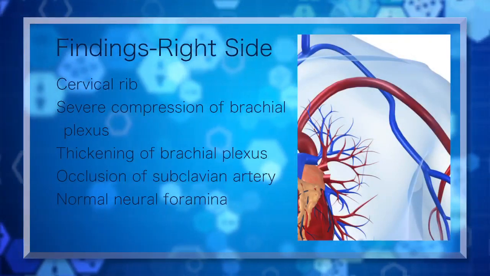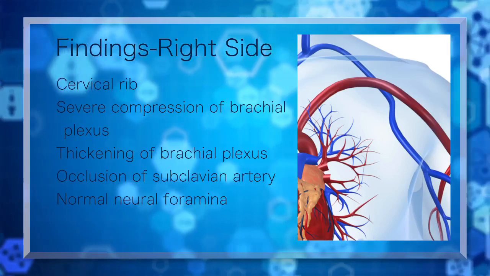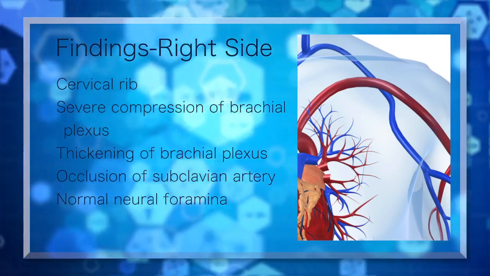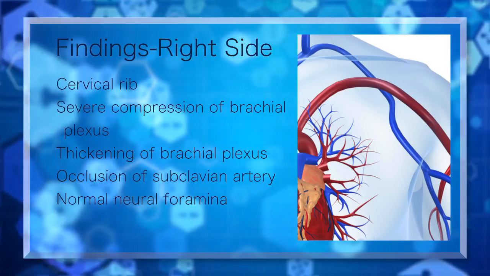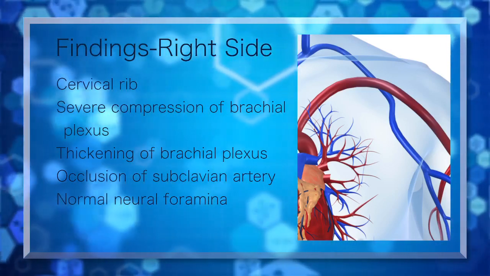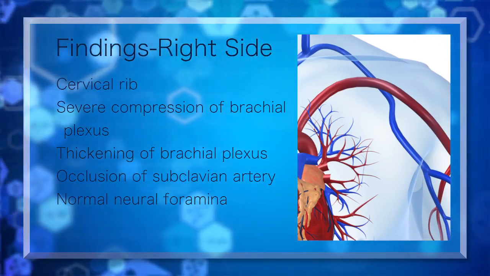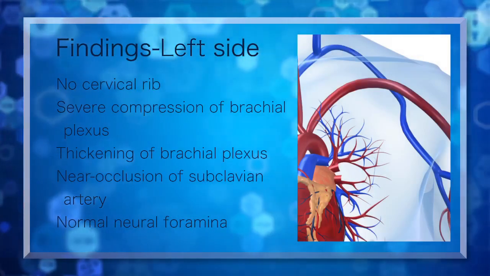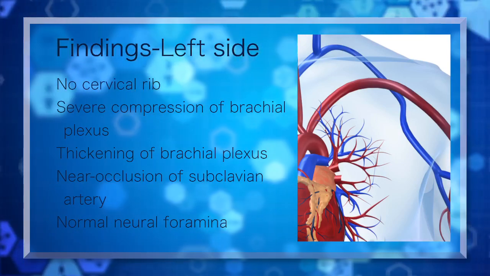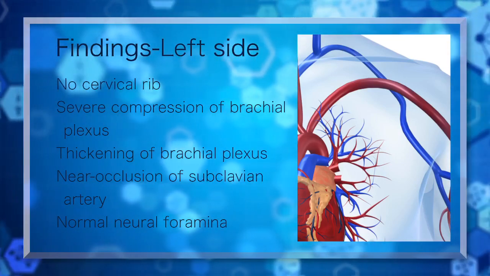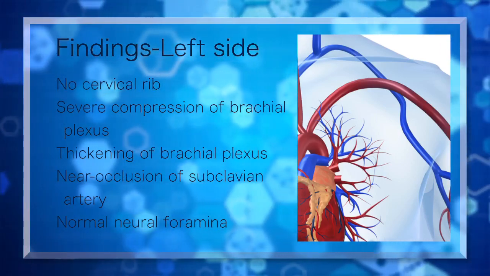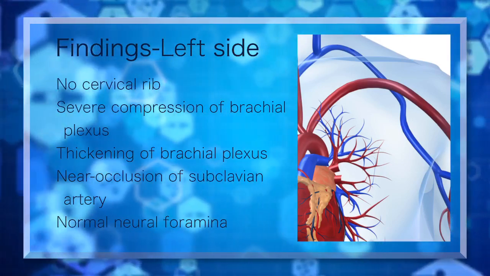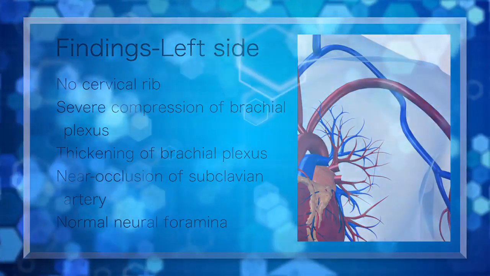Important findings on the right side include the cervical rib, which contributes to severe compression of the right brachial plexus with focal thickening, severe extrinsic compression of the right subclavian artery with occlusion, and no evidence for nerve impingement in the normal neural foramina. On the left side, while there is no cervical rib, we still see severe compression and moderate thickening of the brachial plexus, severe extrinsic compression of the left subclavian artery, and no evidence for nerve impingement in the normal neural foramina.